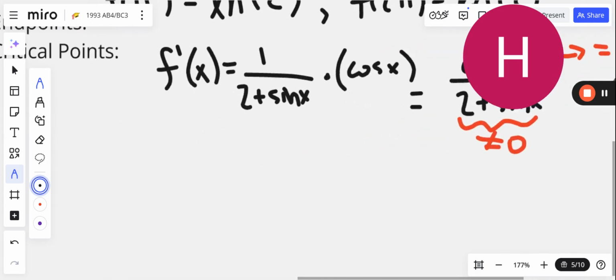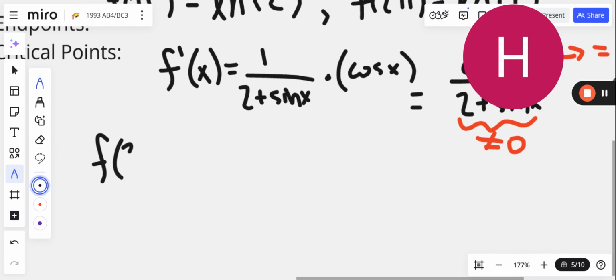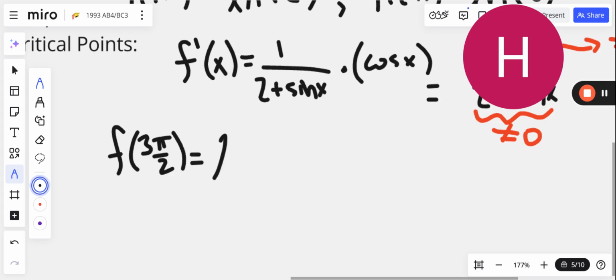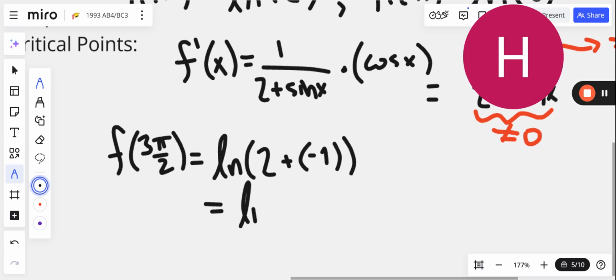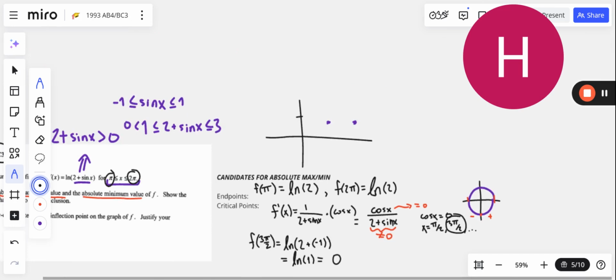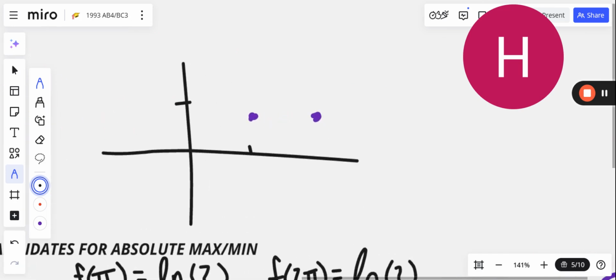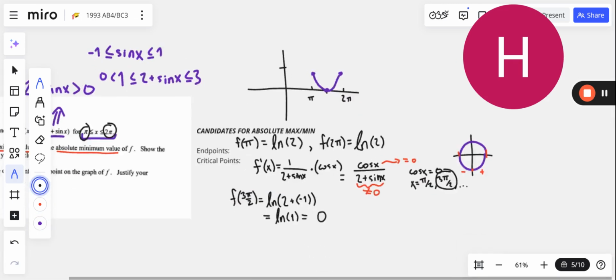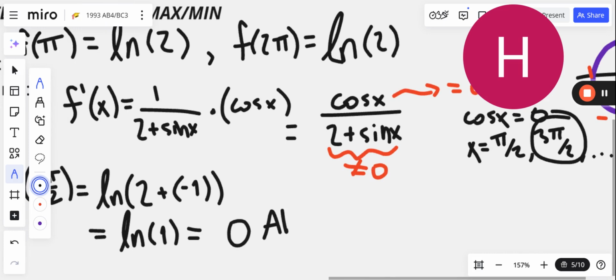Let's find out what the value actually is, though. So we plug it into the original: f of 3 pi over 2 is equal to ln of 2 plus sine of 3 pi over 2, which is negative 1. Again, you should know these trig basics. That is ln of 1, which is 0. So at 3 pi over 2, let's say this is pi, and let's say this is 2 pi, the graph actually hits that spot. So it probably does something kind of like that. And so this will be the absolute minimum value.